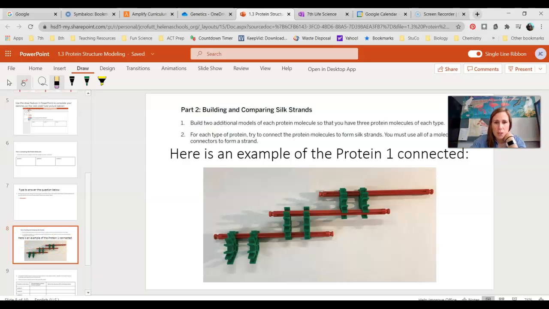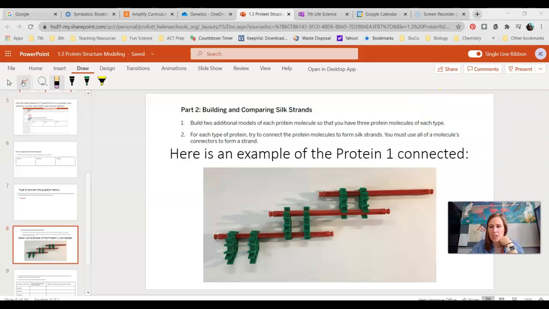Okay, so build 2 additional models of each protein. You can just imagine what they would look like. So if I had 3 of protein 2, how would I connect them together to form 1 strand if that were my silk strand? Here's my 3. How might I connect those 3 together?